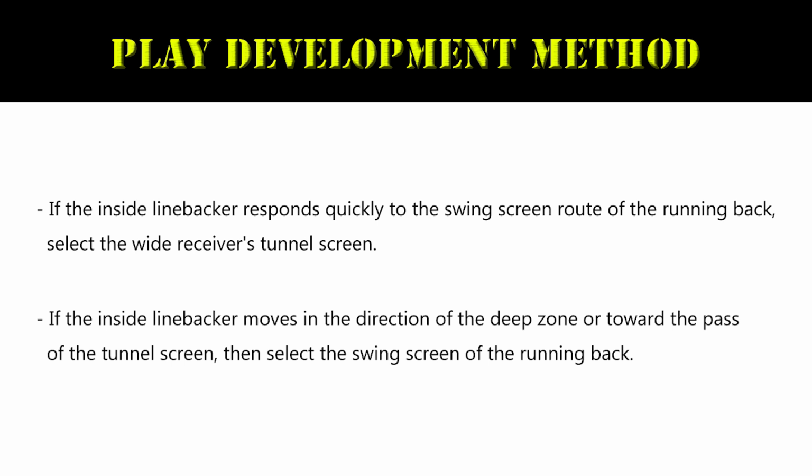This play can be done by reading the movement of the inside linebacker and developing the play. If the inside linebacker responds quickly to the swing screen route of the running back, select the wide receiver's tunnel screen, and if the inside linebacker moves in the direction of the deep zone or toward the pass of the tunnel screen, then select the swing screen of the running back.